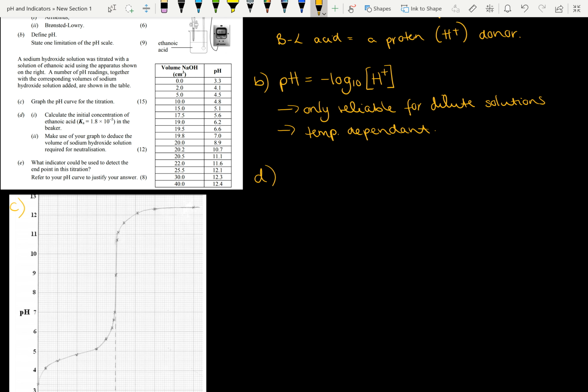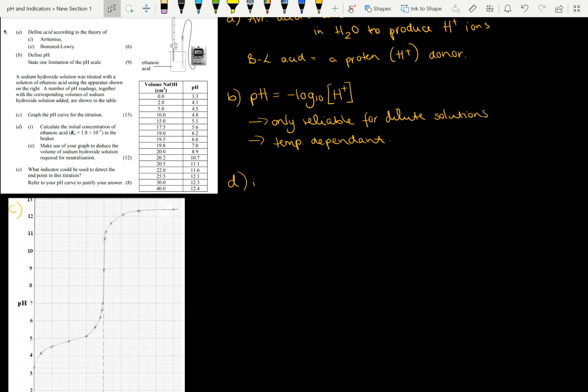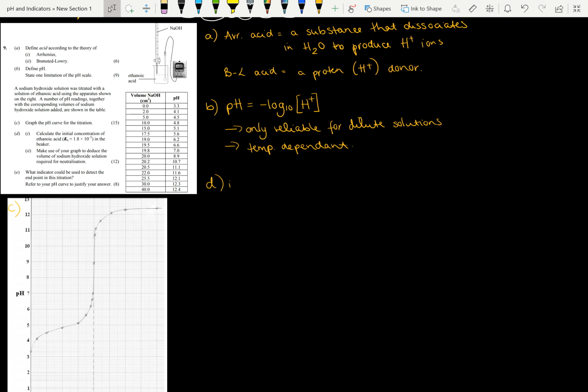Part D asks us to calculate the initial concentration of ethanoic acid, and they give us the Ka there. So we know that ethanoic acid, that's our CH3COOH, and you'll recognize that from the organic chapter, and you'll also recognize it from our vinegar titration. So in order to calculate the initial concentration of the ethanoic acid, we're going to use the initial pH of 3.3. So that is the pH of the ethanoic acid before sodium hydroxide is added to it.